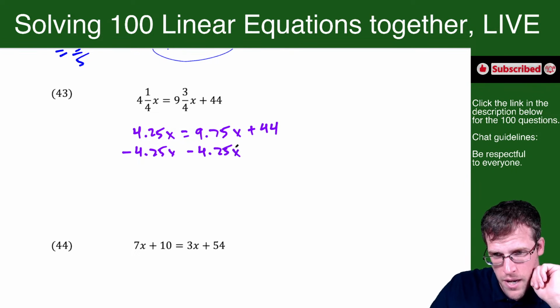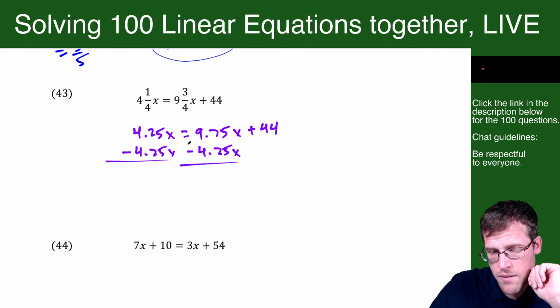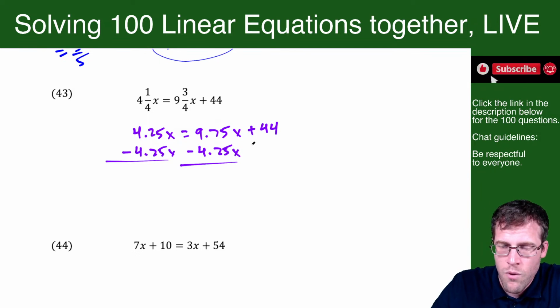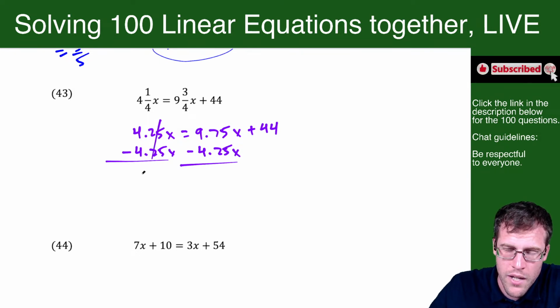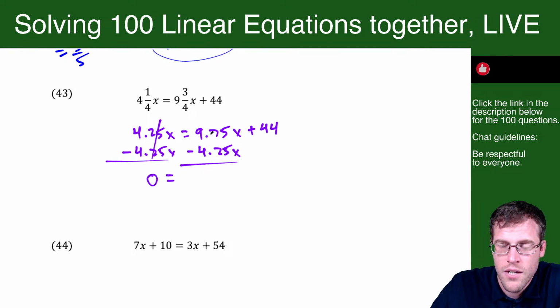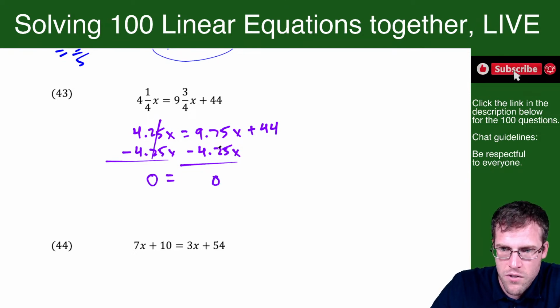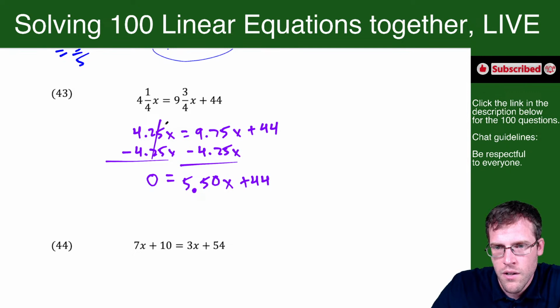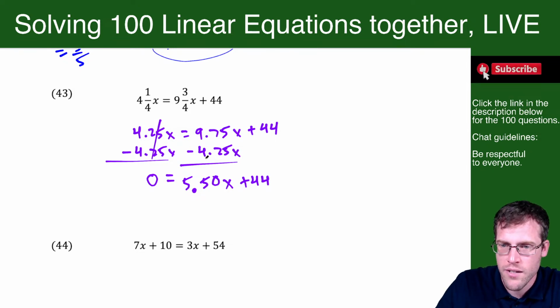I'd rather deal with a positive and then minus like this when we're dealing with decimals. So when I remove everything from the left, there's 0 on the left. And now 5 minus 5 is 0, 7 minus 2 is 5, and 9 minus 4 is 5. The x tags along, plus 44. So we're combining the like terms here. First we changed it to decimal form, then we subtract. And now I would subtract 44 on both sides.